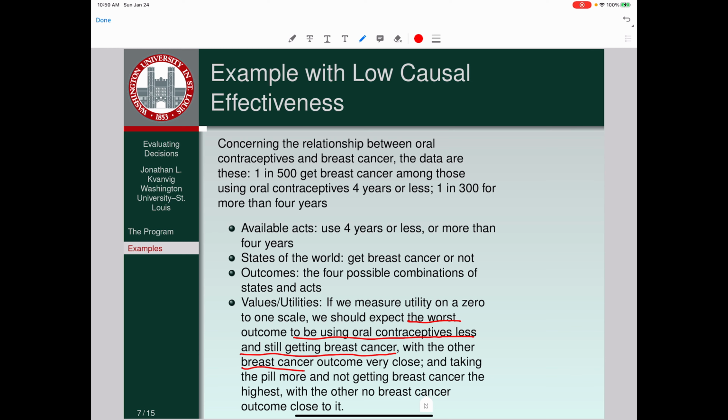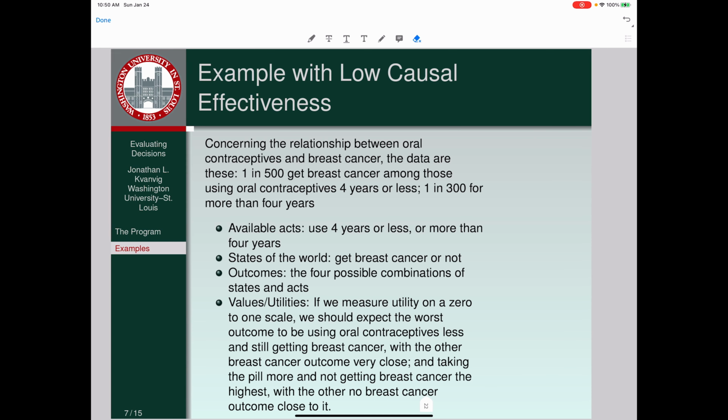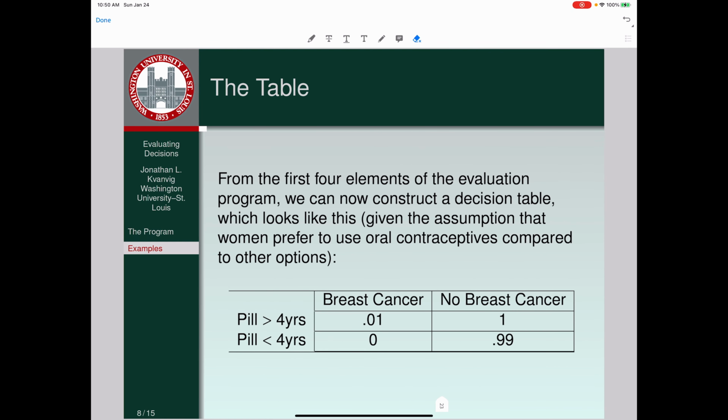With the other breast cancer outcome very close to it. Taking the pill more and not getting breast cancer, let's assume, is the most preferred option, with the other no breast cancer outcome close to it. So they're not spread evenly through the 0 to 1 scale, but 2 of them are very high and 2 of them are very low. So suppose we represent it this way.